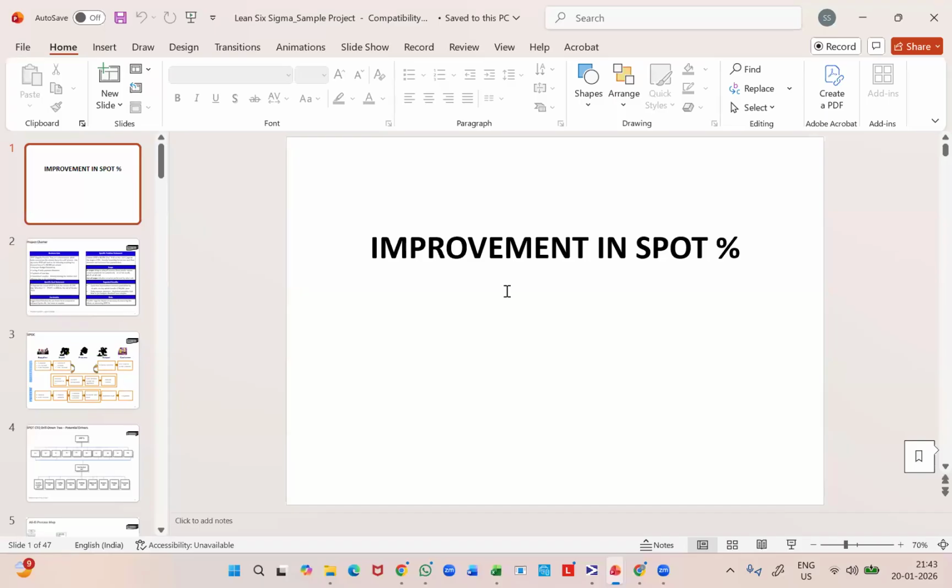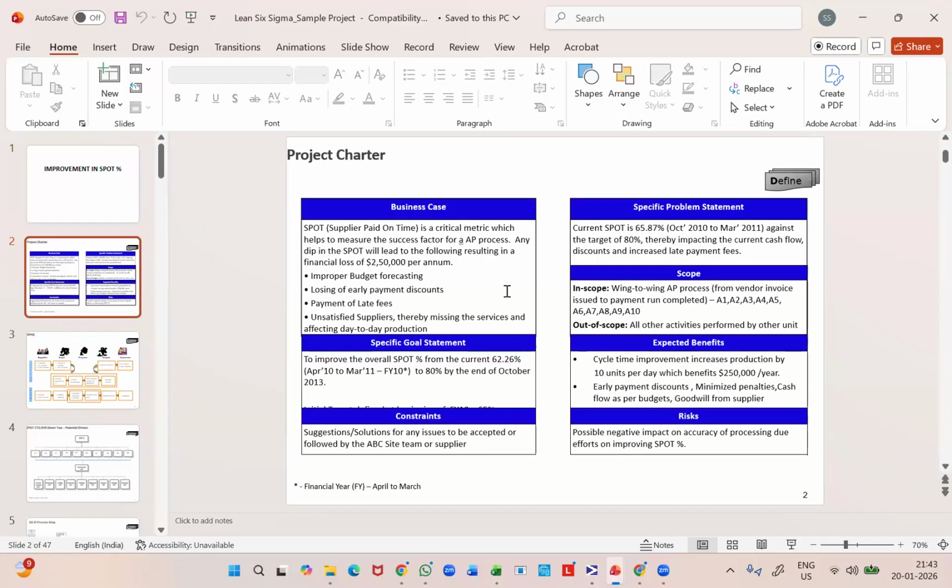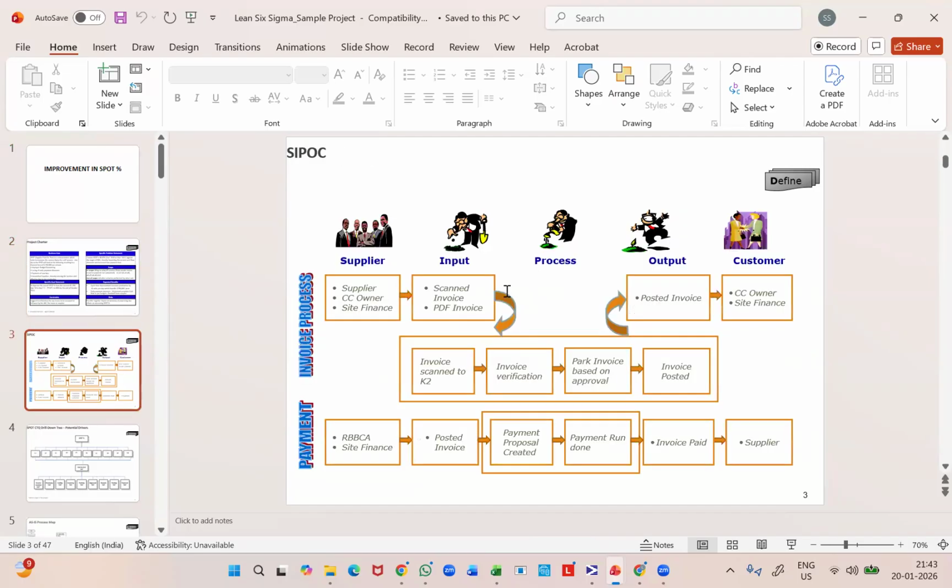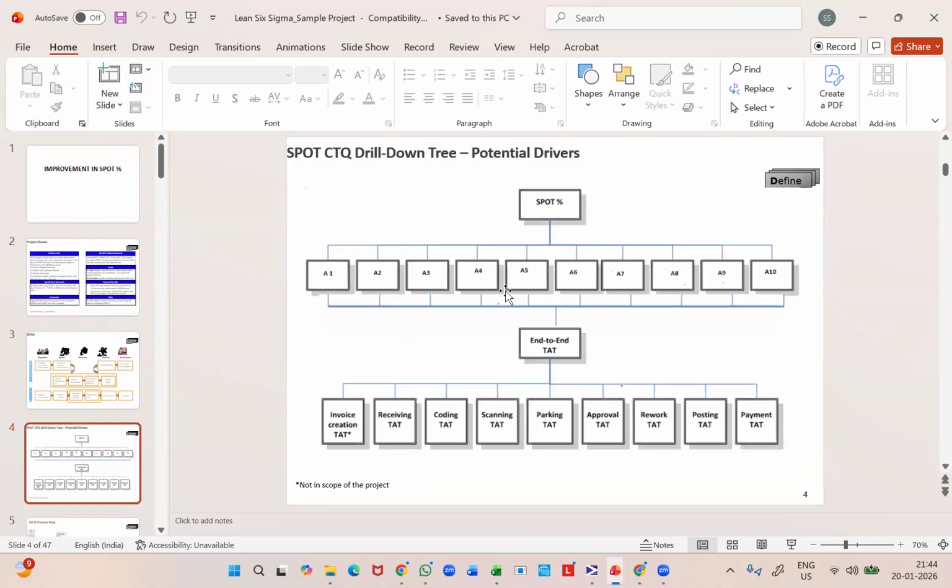So it would only talk about some important features that were carried out as part of the project exercise. The project charter, whatever we discussed, you would find all those elements as part of this slide. And then we created the SIPOC for this spot percentage process, right? And then we also performed a CTQ drill down. In the CTQ drill down, we looked at it from two different angles.